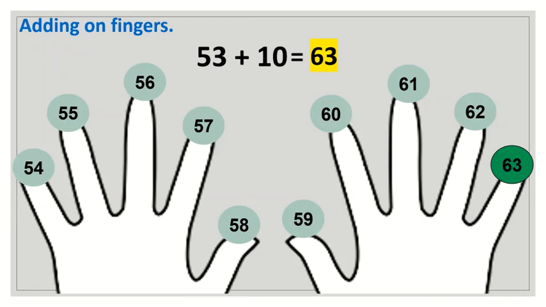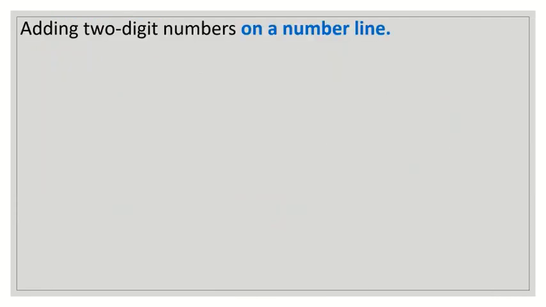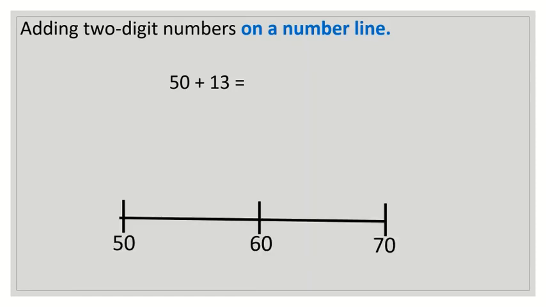That was easy. Adding two-digit numbers on a number line. Let's see how we can add 50 and 13 on this number line. I have marked my number line by writing 50, 60 and 70 on it. Let's mark the number 50 on the number line. Now check how many tens do we have in the number 13? Only one 10. So I will skip by 10 on the number line.